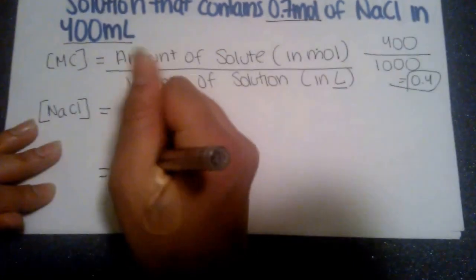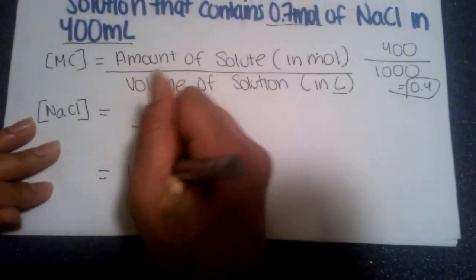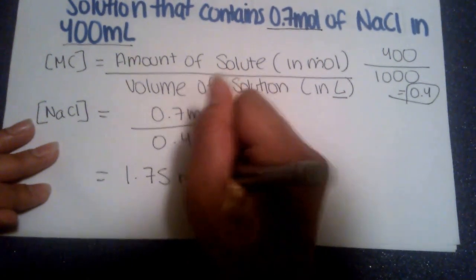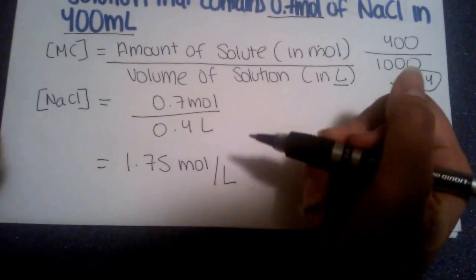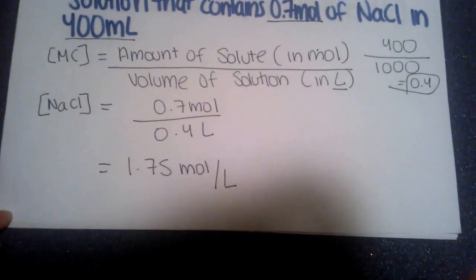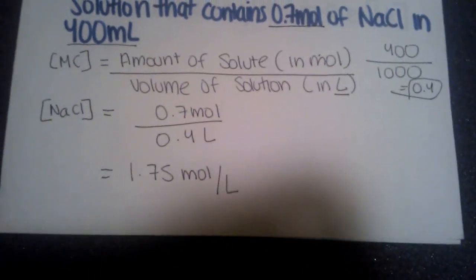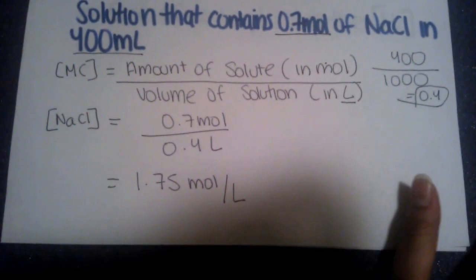And I'll give you the answer now. It is 1.75 moles per liter. As you guys can see, I just divided it, and that is my answer. So the molar concentration of sodium chloride is 1.75 moles per liter. That's our first example.